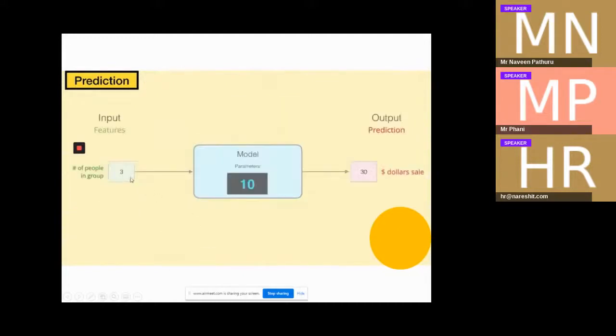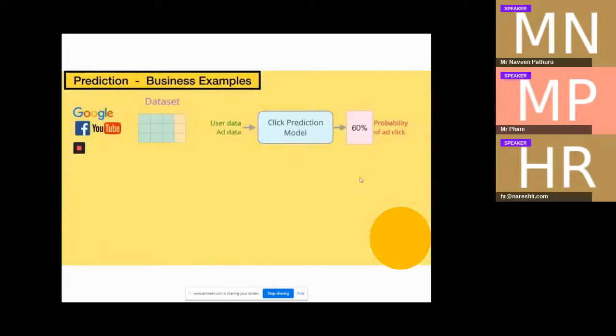Now if three people come in, what's happening? Based on the weight, we can say it is $30. Well, this is easy to say for the sake of simplicity. Okay, but what is happening? Exactly similar principles are being used by Google, Facebook, YouTube.